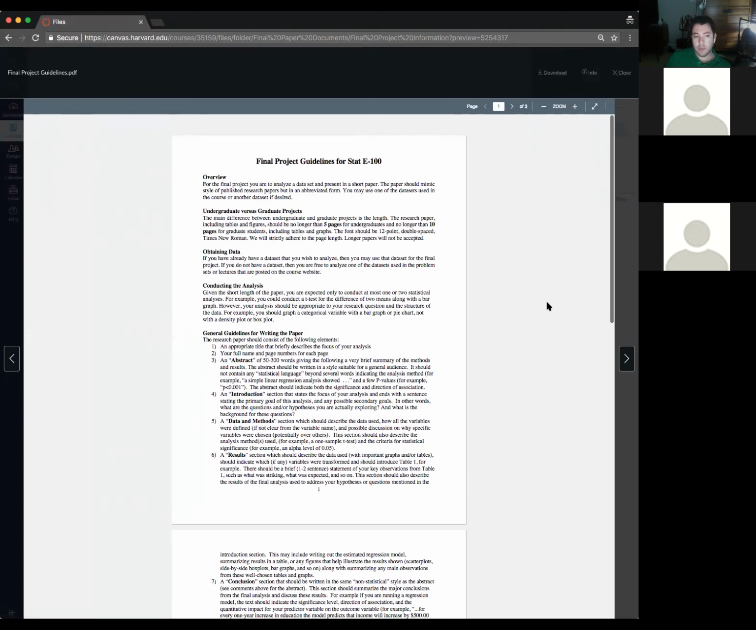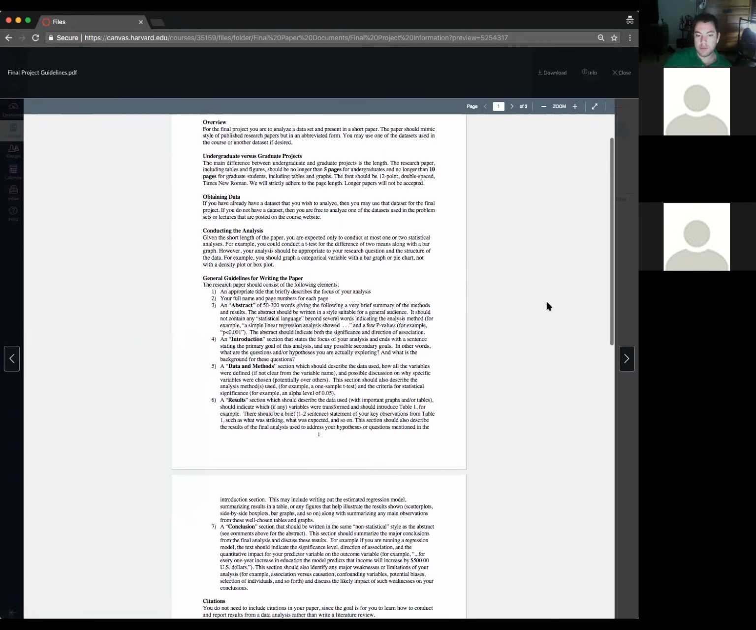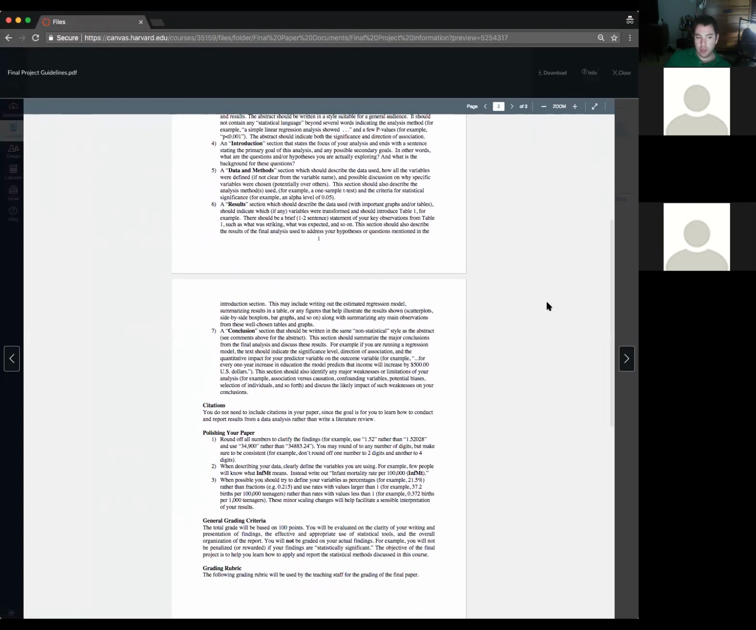So basically, you're going to pick your data set, come up with a research question, and conduct your analyses. You're basically going to be performing what you've been learning throughout the course. You're going to pick a few different statistical analyses, run those analyses, and then include your results section, which will be the results of your analysis. And then finally, you'll have a conclusion, which will be the discussion section about the significance of your findings and why your results are significant.